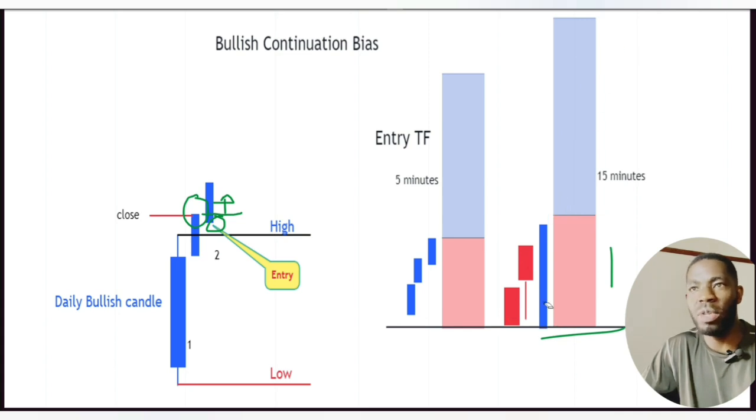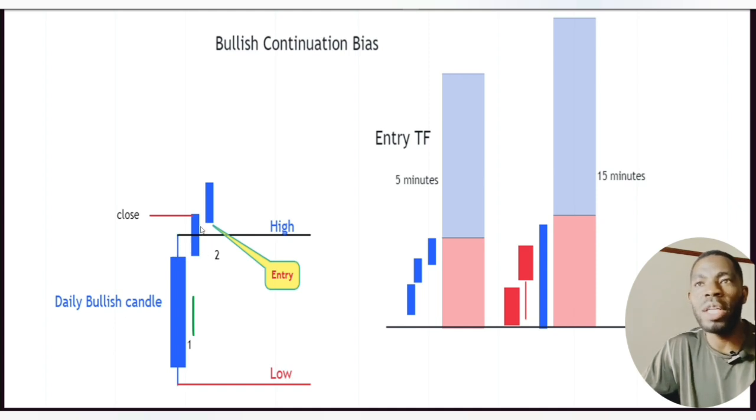I hope you understand. I'll just go through quickly for you again. This is the first day's candle. At the close of the first day's candle, the next day's candle also has to close above the previous day's candle with its body, not with the wick. You consider the body. When the body closes, you go to your lower time frames, 5 minutes or 15 minutes.